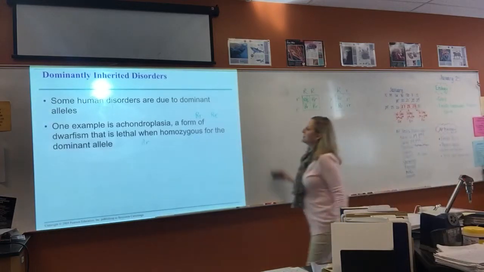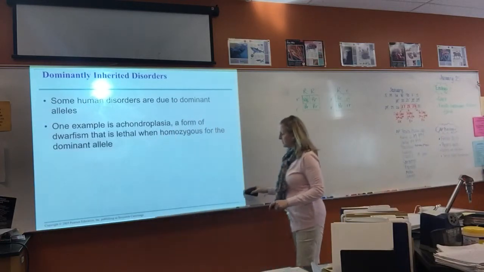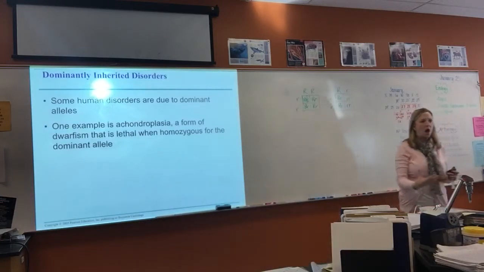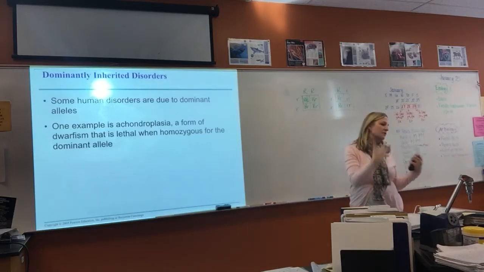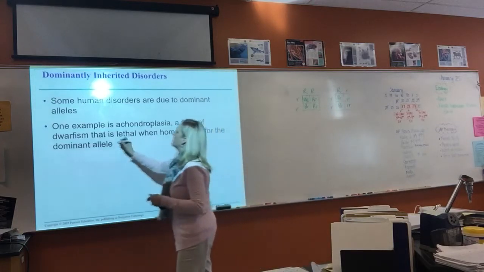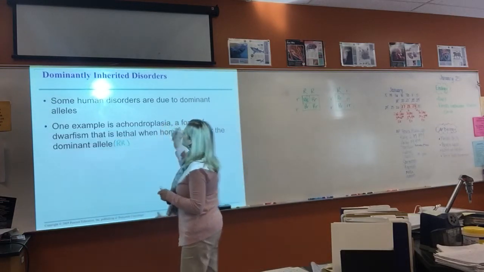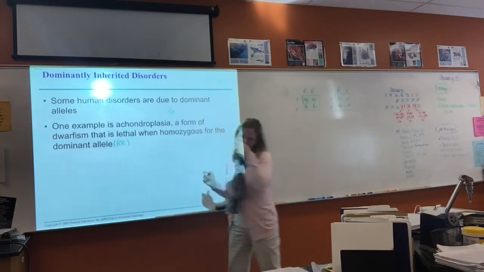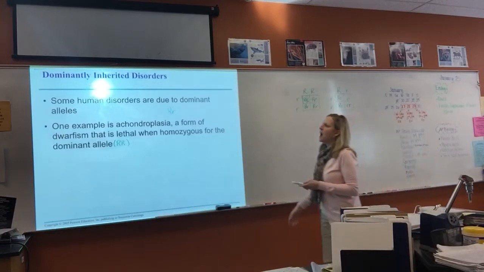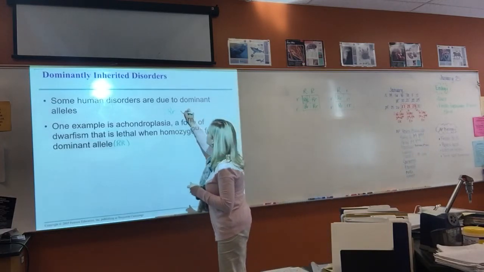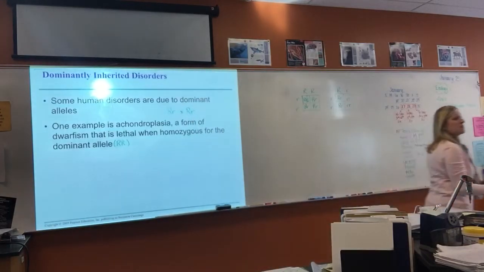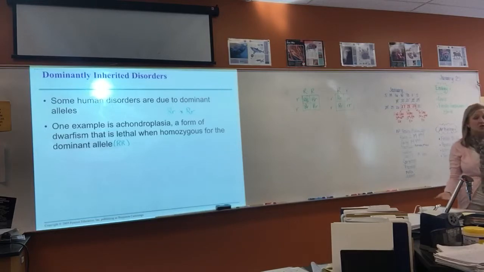Some disorders are dominant, and so in humans, achondroplasia is a type of dwarfism. If you're big R, big R, the individual doesn't survive long enough to have children if they're homozygous dominant. But they do survive if they're big R, little r. So you can have a person that's big R, little r, and has this achondroplasia, and so you can have two individuals that are big R, little r, have children. Is it possible for them to have a child of normal height?